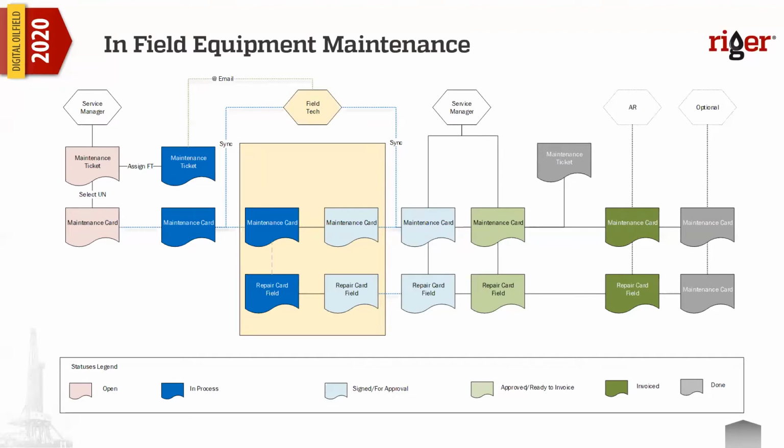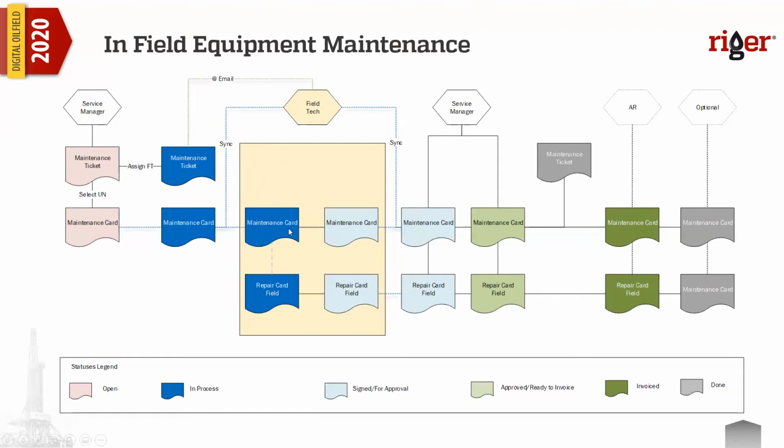Then we assign a field technician in the maintenance ticket and maintenance card. You see that over here. And again, the field technician can receive an email notification to his inbox. And again, once he synchronizes the app, he receives the maintenance card in his application. He can work with this document.